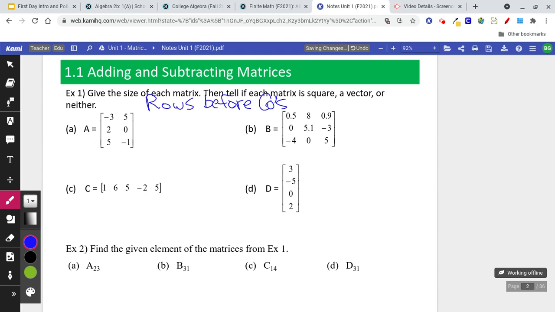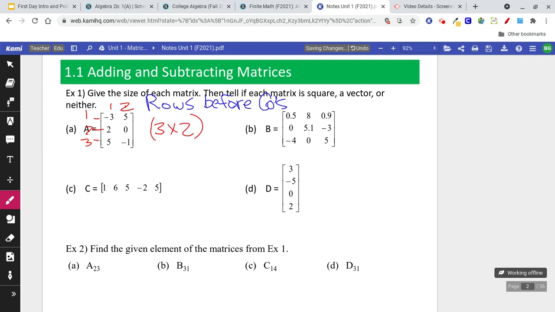So when example 1 says give the size of each matrix, what you want to do is count the number of rows. So I see 1, 2, 3 rows, and 1, 2 columns. So 3 rows, 2 columns, rows before columns, we're going to call this 3 by 2. Now that does not say 3 times 2. It says 3 by 2. Tell if each matrix is square, a vector, or neither.